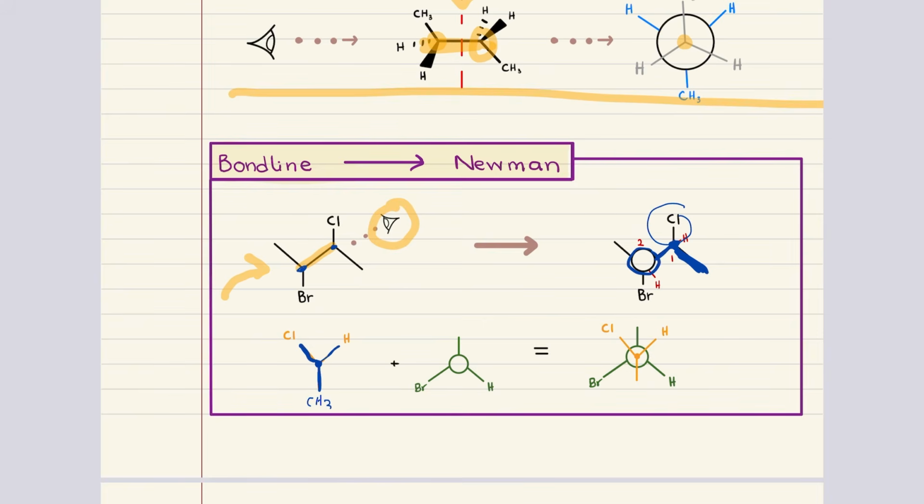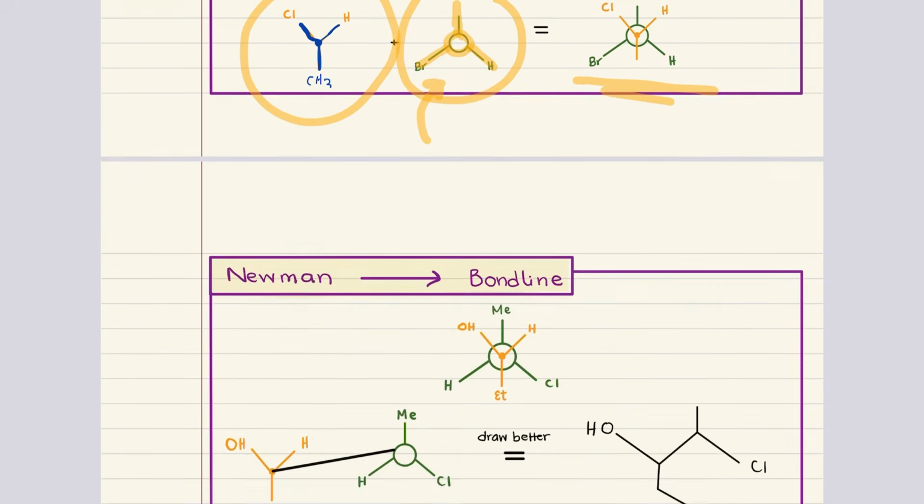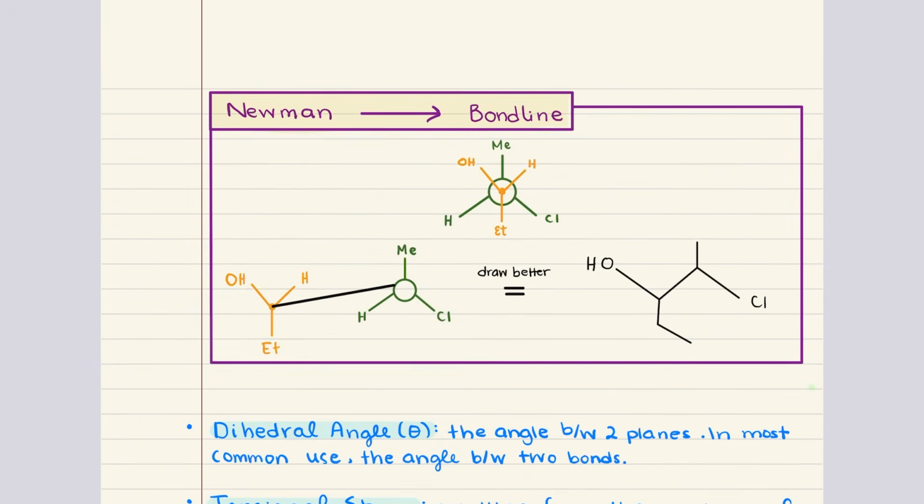Then we're going to do the same for the back carbon. So let's look at the back carbon here. In this back carbon, we have a bromine group and a hydrogen pointing down and a methyl group pointing up. With this information, we can draw the following structure: our back carbon with the bromine and hydrogen substituents pointing downward and the methyl group pointing upward. Finally, we take our structures for the front and back carbon and overlay them to get the Newman projection. With this, we now know how to go from bond line to Newman.